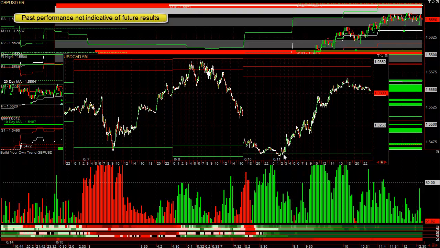If it's super weak, just wait for it to get underneath one of those levels. As soon as it starts going up, hop on board and stay with it as long as it goes. The key is small losses, big wins.